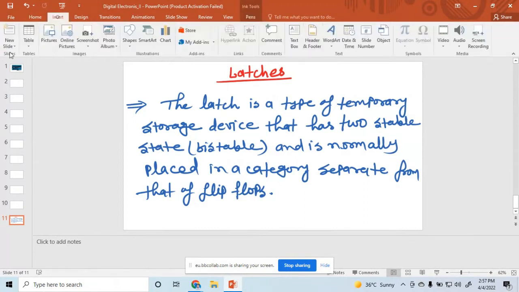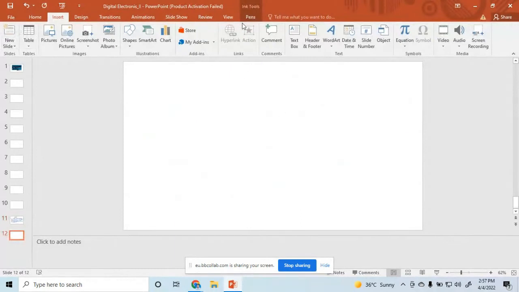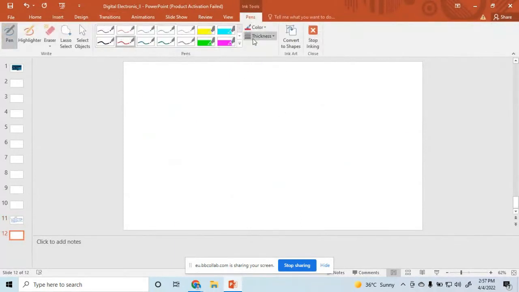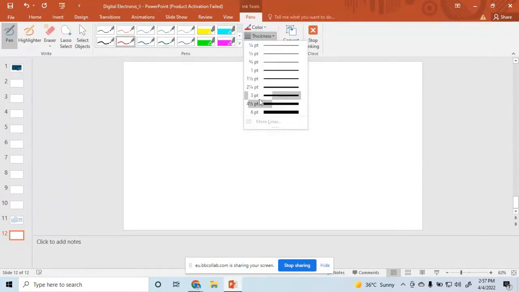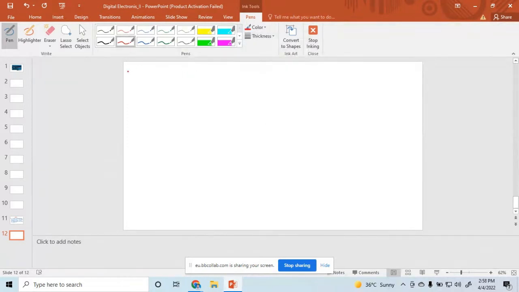Similar to flip flops, where I discuss different types like SR flip flop, JK flip flop, D flip flop, and T flip flop, similarly we discuss the SR latch, JK latch, D latch, and T latch. Is that clear? Now the next point: what is the configuration of the SR latch, and what are the differences from the SR flip flop?